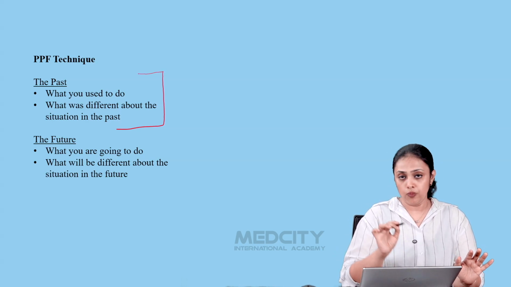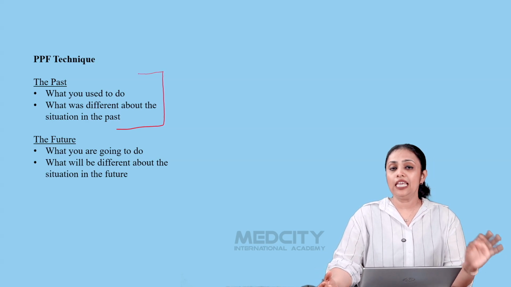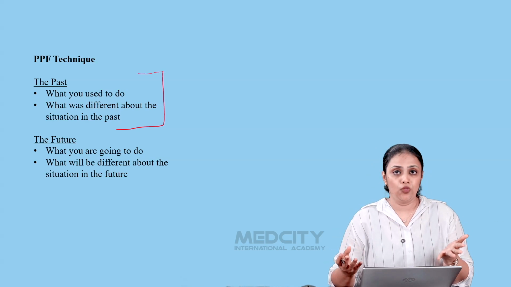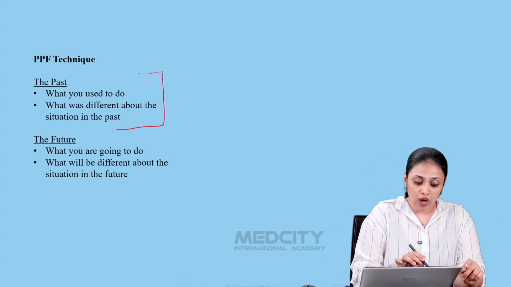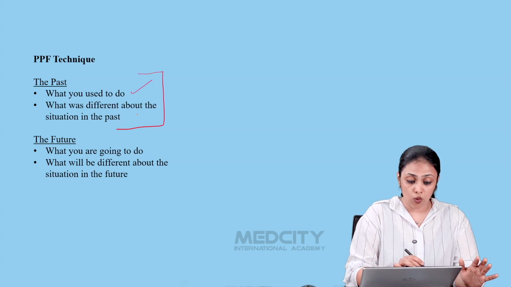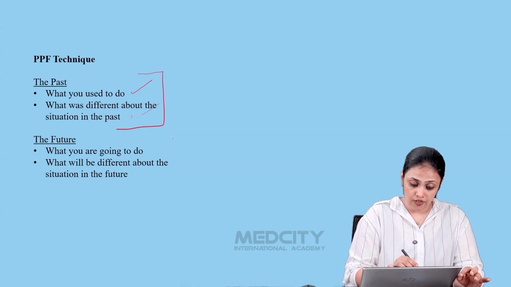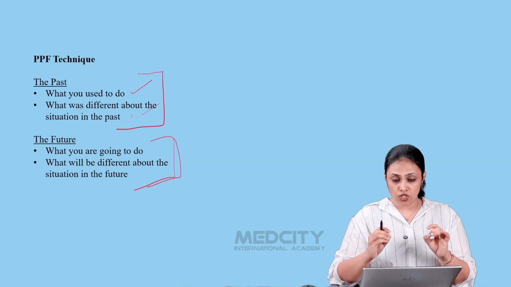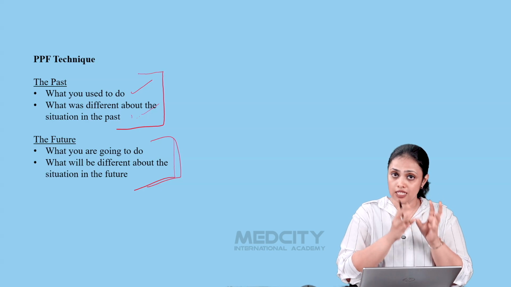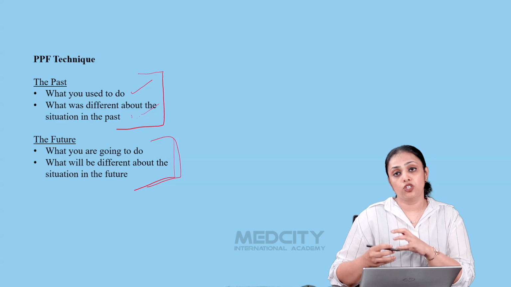When a question is asked, you give a response to that question and logically connect the same idea by referring either to the past or to the future or both. That's how it works. When you are making a reference to the past, you say what you used to do or what was different about the situation in the past based on the current question. If you're referring to the future, based on the current topic, you make a reference to what you're going to do regarding that aspect or what will be different about the situation in the future.